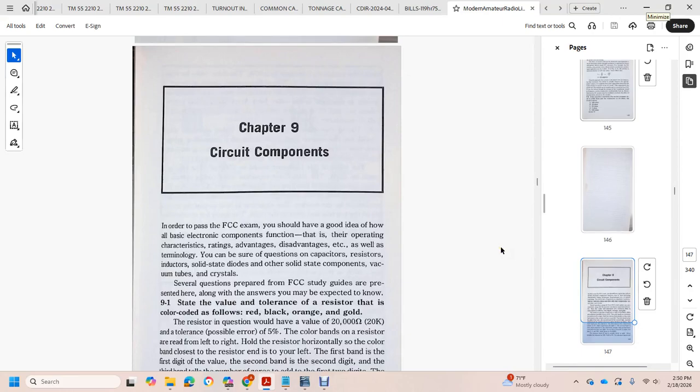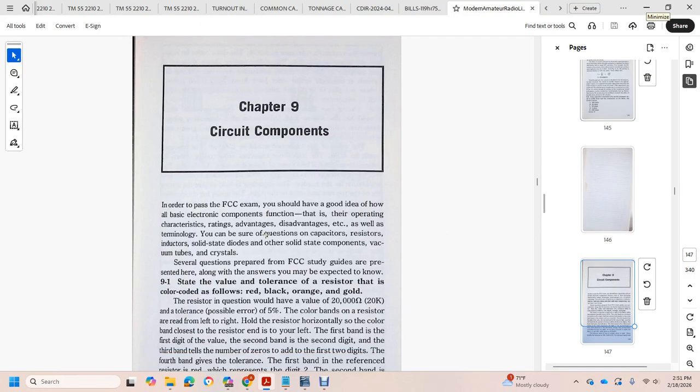Chapter 9 Circuit Components. In order to pass the FCC exam, you should have a good idea of how the basic electronic components function. This covers the operating characteristics, ratings, advantages and disadvantages, and terminology. You should be sure of the questions on the capacity of the resistor, inductor, solid state diodes and other solid state components, vacuum tubes, and crystals.